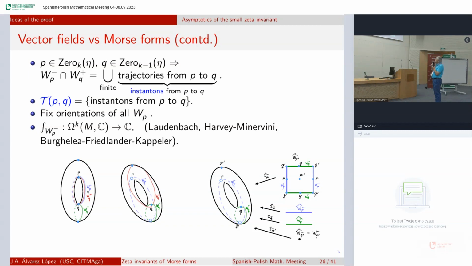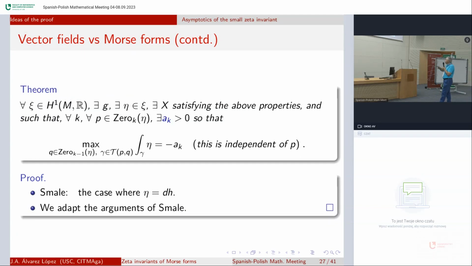But in the case of one forms which are not exact, this is not true, because otherwise all periods of the form would be zero, because then you can integrate along the closed path formed in this way, and it would be zero. So for one forms which are not exact, we only have this maximum. We can only prove this. But the proof is just an adaptation of the arguments of Smale.